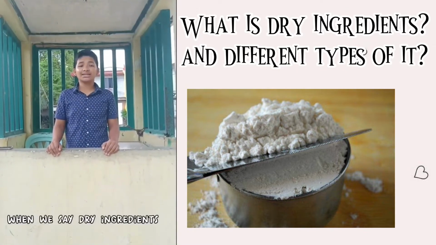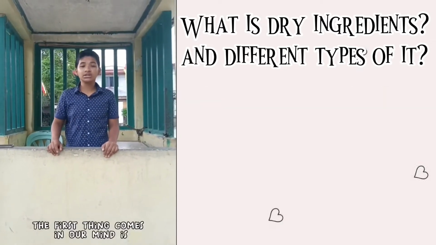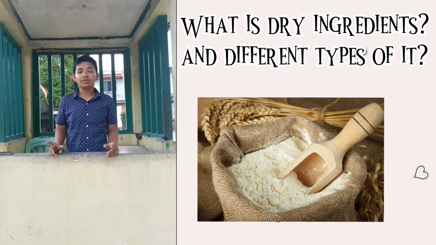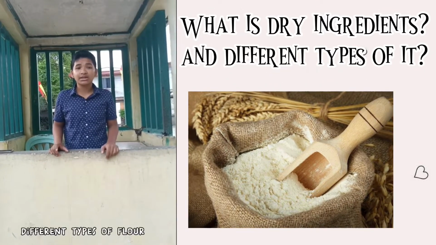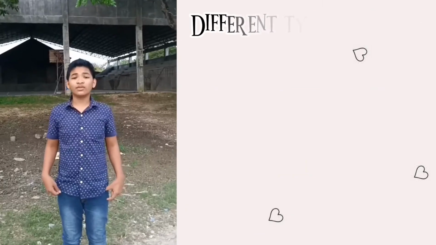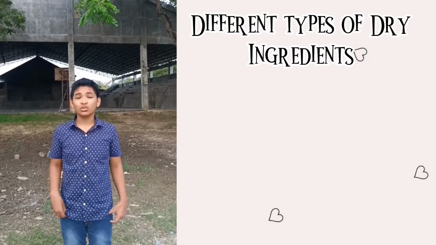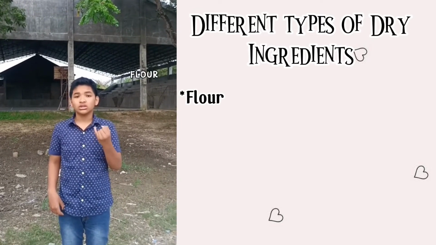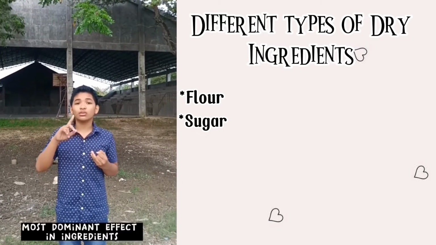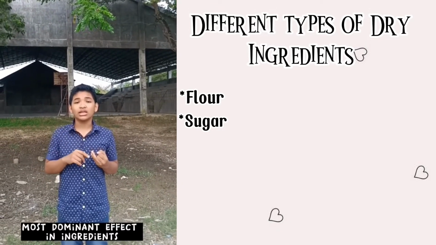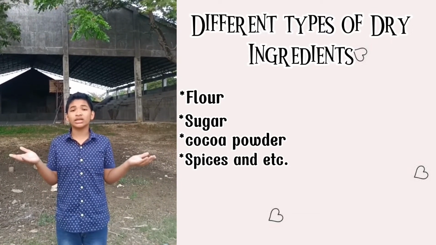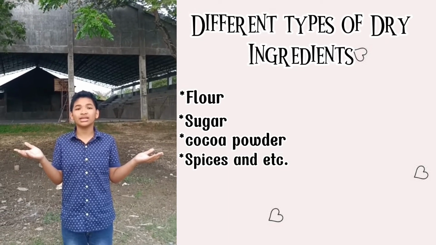We say dry ingredients, the first thing that comes to our mind is, that's right, it is flour. But remember this, different types of flour differ in absorption of water and gluten content. We have different types of dry ingredients: flour, sugar (remember also, sugar has the most dominant effect in ingredients), cocoa powder, spices, etc. My groupmates will explain it to you further so you can understand it.